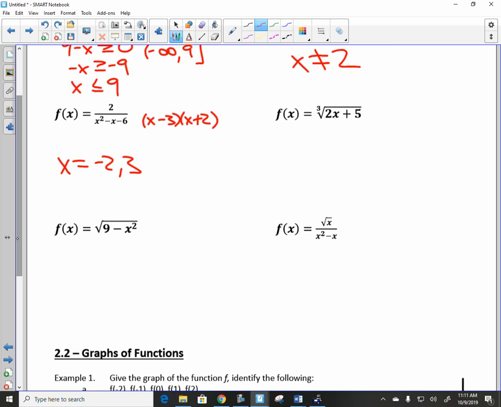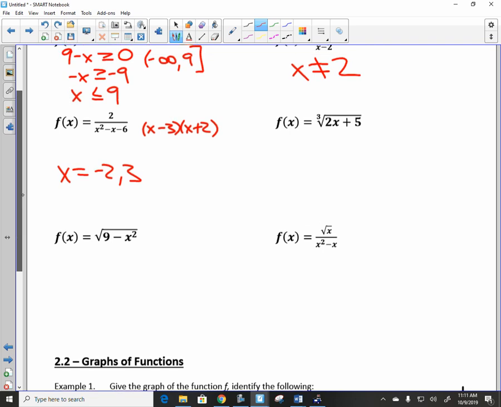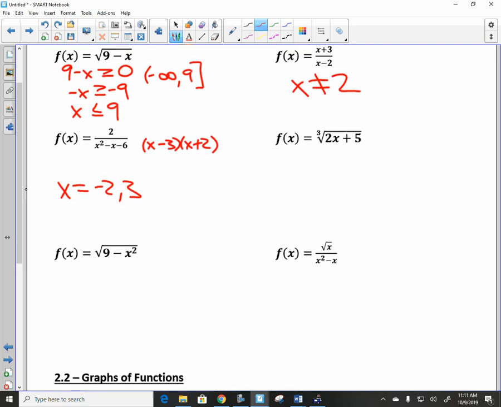You guys are really good at things if I tell you what to do, and then you just repeat it and go on and go on and go on. It doesn't work in this situation. You have to think about every problem. So all of a sudden you see a radical, and people say 2x plus 5 is greater than or equal to 0. Right? Why? What about cube root? Because you could cube root a negative. So therefore, all real numbers, -infinity to infinity.